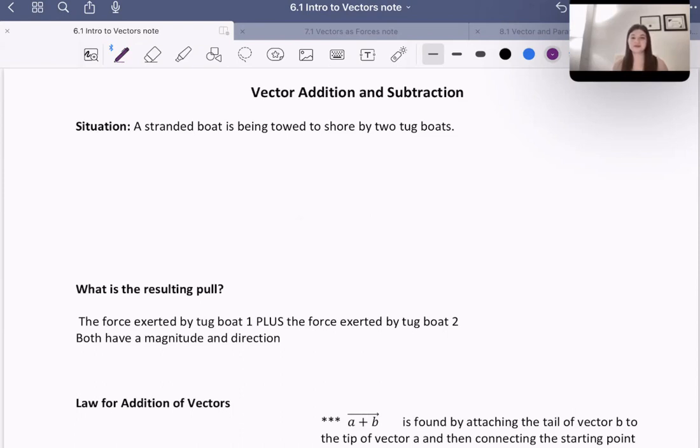How would we be able to know what the resulting overall pull is? Like, what magnitude and direction is the boat going to end up going with both of these people pulling on the boat, right? This stranded boat.